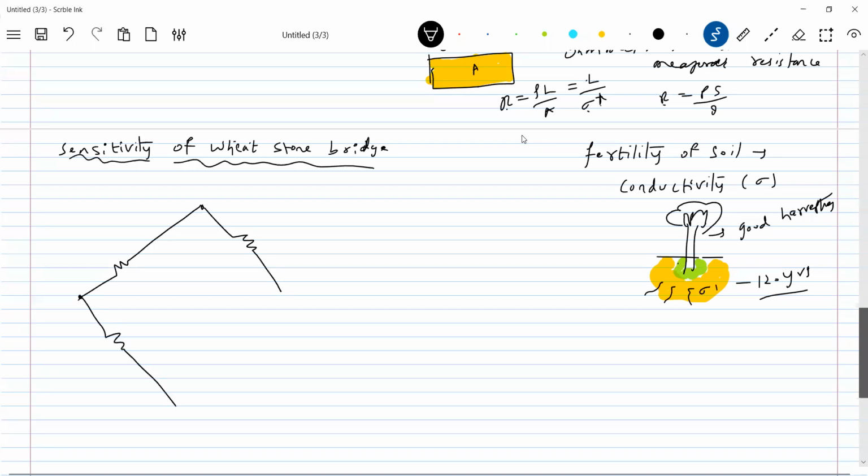it's just a theoretical one. We have to derive a formula for the sensitivity. There's P, Q, this is R, S. Okay, there's a galvanometer. I'm bringing it.